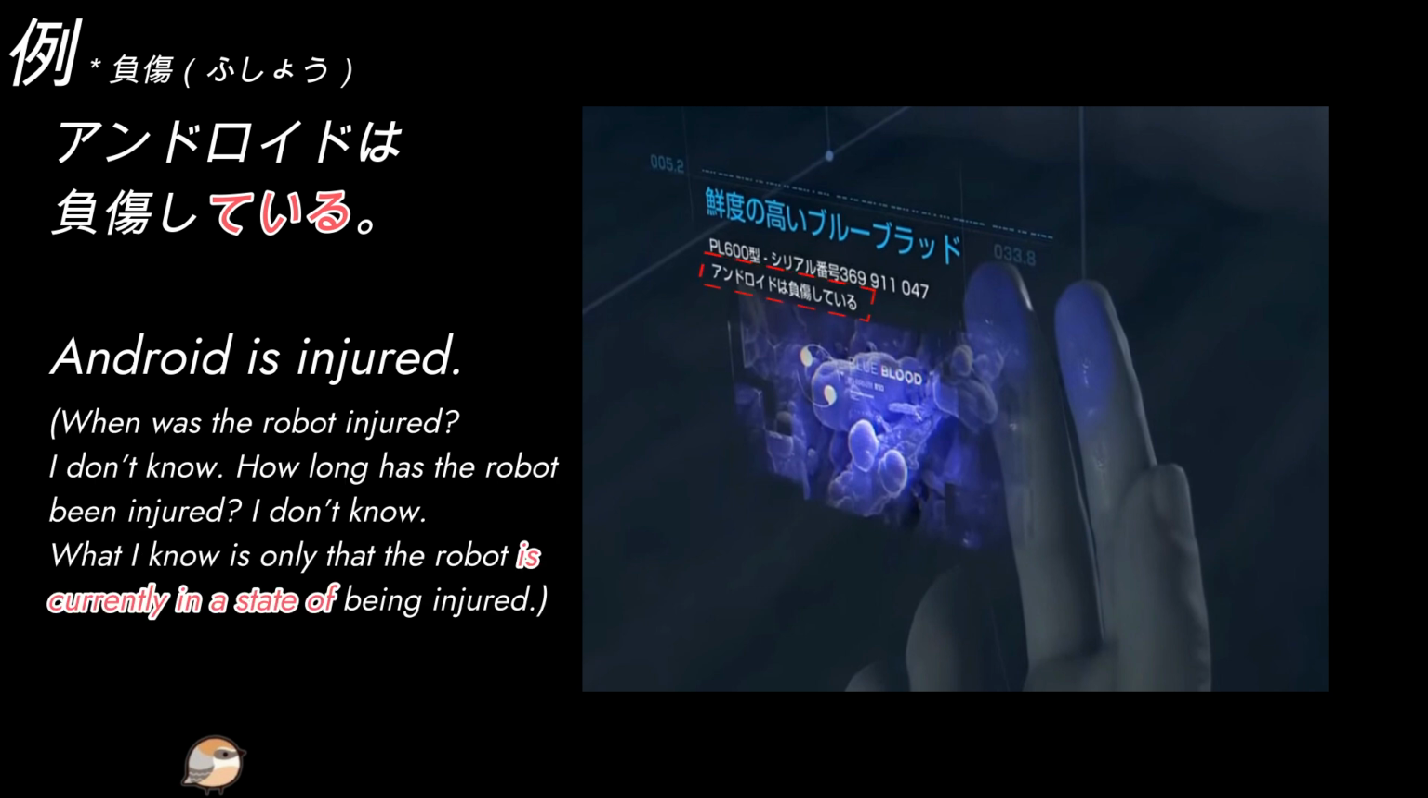See? When was the robot injured? I don't know. How long has the robot been injured? I don't know. Was it naturally injured or hurt by someone? I don't know. What we know is only that the robot is currently in a state of being injured. Then I'll use ている.